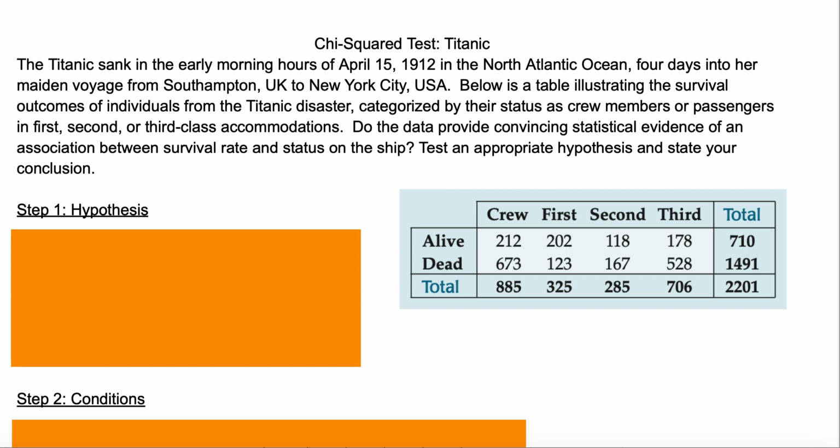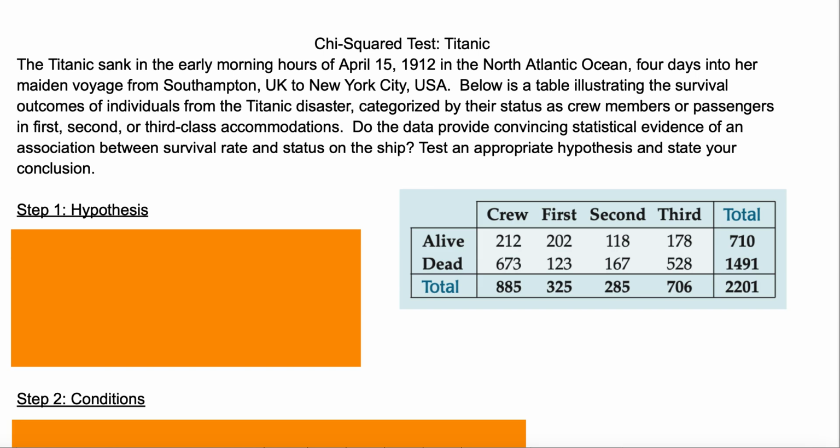In this episode, we are going to perform a chi-squared hypotheses test. In a chi-squared hypotheses test, we have bivariate data, meaning we're talking about two different variables. So let's take a minute and read the prompt.